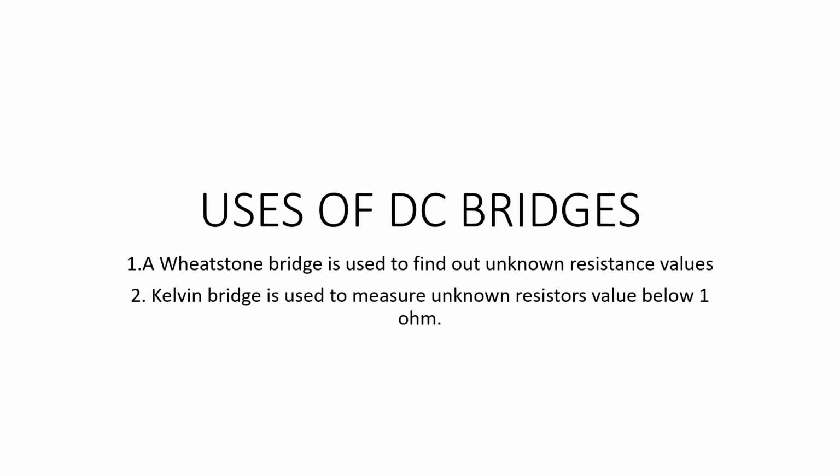If you come to the DC bridge uses, a Wheatstone bridge is used to find out the unknown resistance values. And if you speak about the Kelvin bridge, it is used to measure the unknown resistor's value below 1 ohm. So these are a few of the various applications of the bridge. Now let us see in detail the Wheatstone bridge.